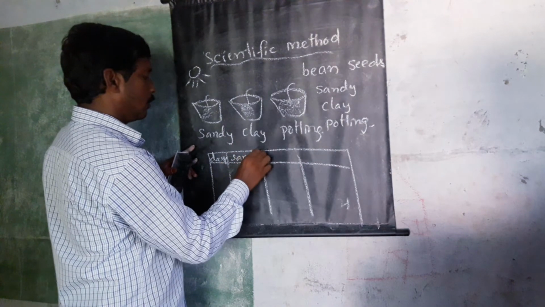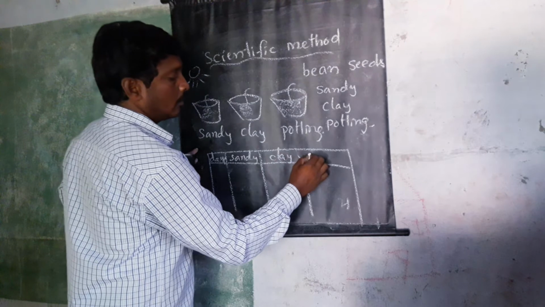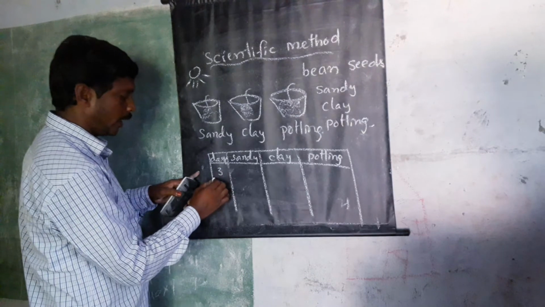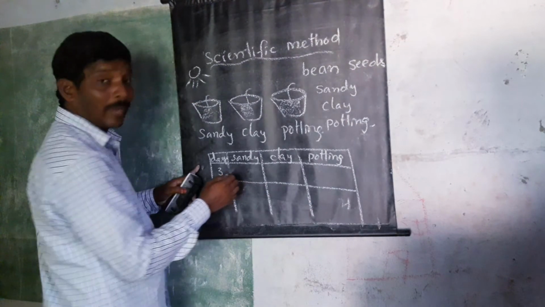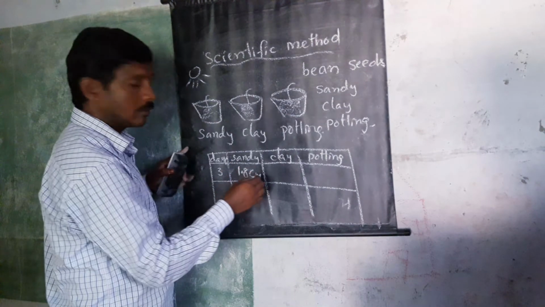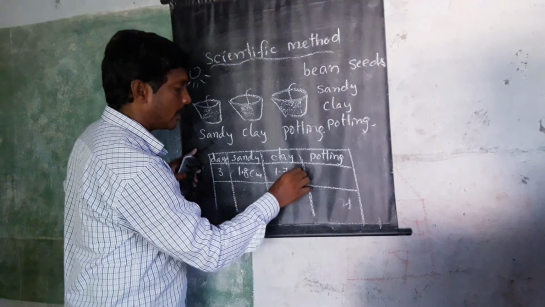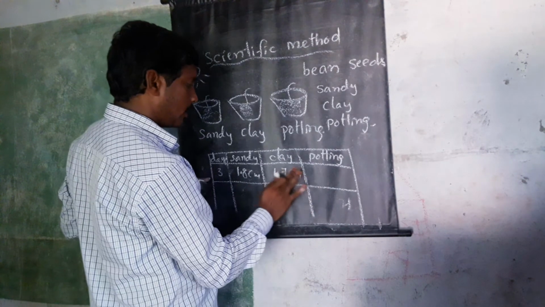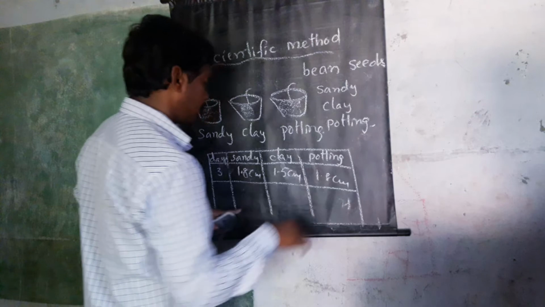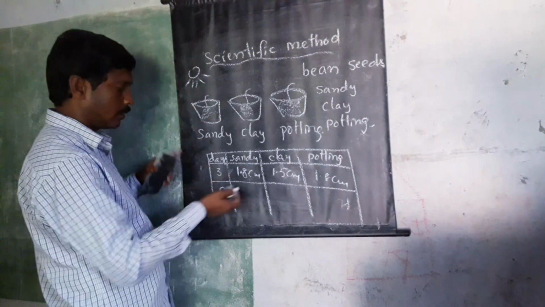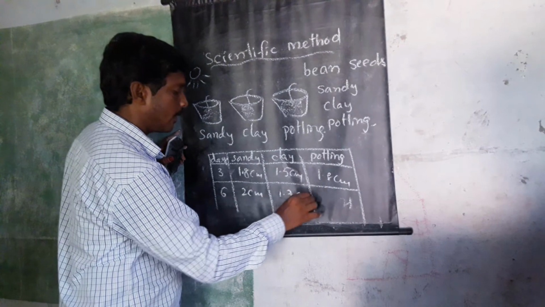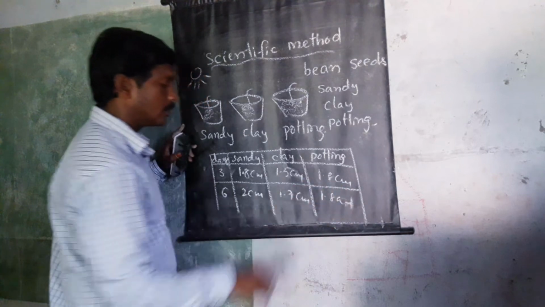Sandy soil, clay soil, potting soil. For the first 3 days, the plant heights were: sandy soil 1.8 centimeters, 1.7 centimeters, 1.5 centimeters, 1.8 centimeters. Next 6 days, that means every 3 days: 2 centimeters, 1.7 centimeters, 1.8 centimeters.